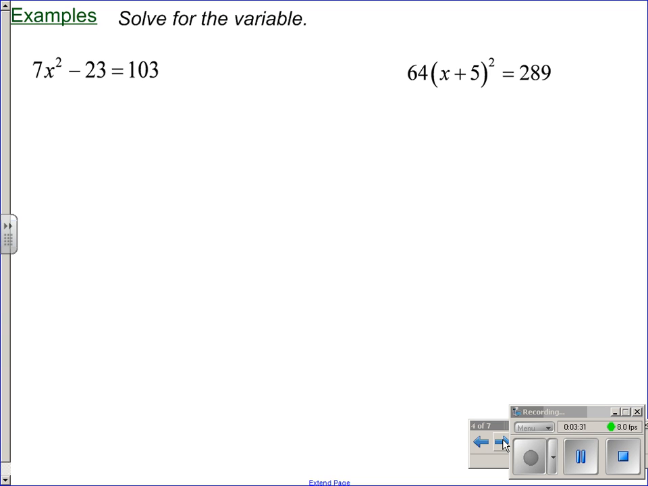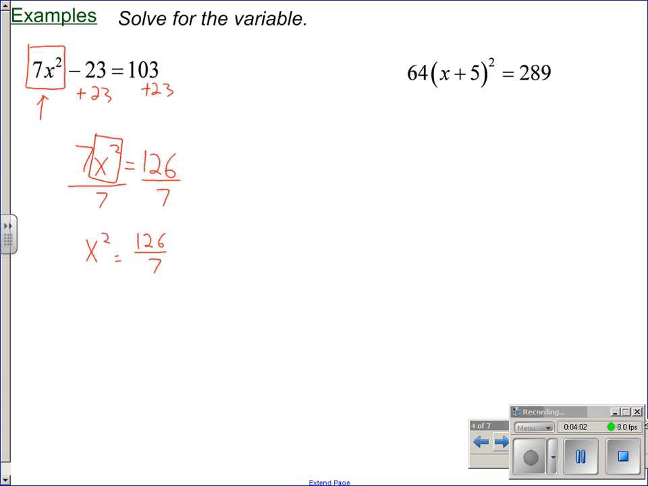To solve for the variable, this is the term with the x squared in it. There is no other term with the variable in it, so we need to get this term by itself. We're going to add 23 to both sides, so we get 7x squared equals 126. Now we need to get the x squared by itself. The x squared is being multiplied by 7, so we cancel it out by dividing by 7. We get x squared equals 126 over 7. Not a great number, but it's okay.